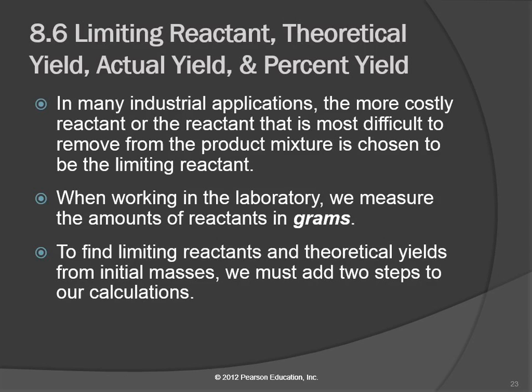So we've been talking about moles, but when we're working in the lab or in an industrial situation, you're measuring things in masses. In the lab, we use grams. Industry, you might use kilograms or tons or something. So if we're going to try to find limiting reactants and theoretical yields from initial masses, we're going to have to add 2 steps to our calculation. And this is where we're going to get our grams to moles to moles to grams again.